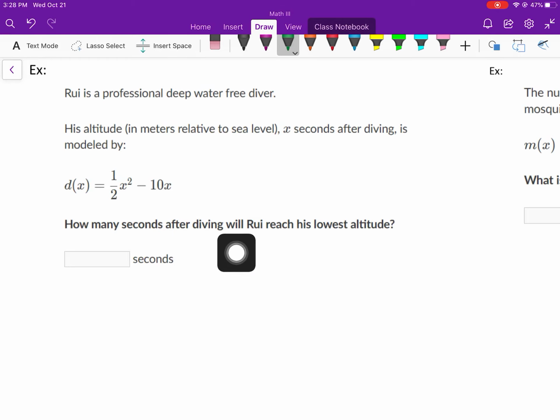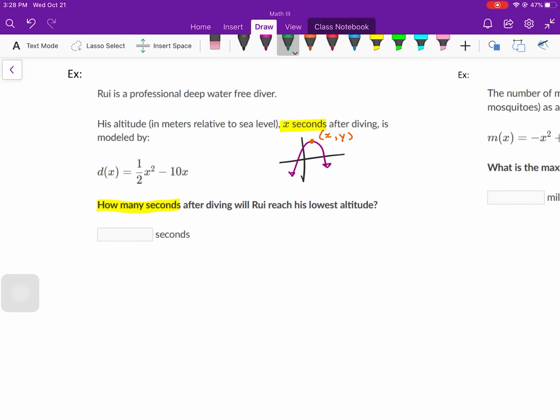How many seconds after diving will he reach his lowest altitude? Okay, so this is the vertex. But the big question with the vertex, does it want the x value or the y? Well, it's asking how many seconds, right? So we're going to go with the x value for the vertex. If we wanted the y, we'd plug it back in. So the x value for the vertex is negative b over 2a, the formula I gave up there. And so in this case, this is a, this is b.